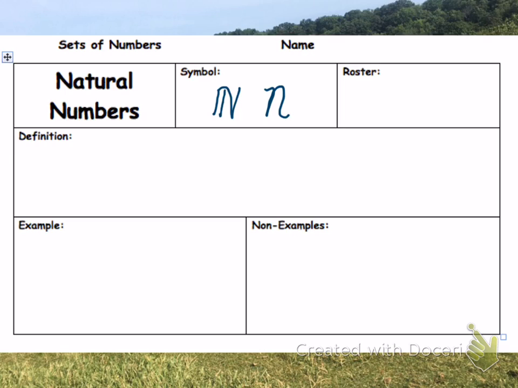And the roster, that's the listing, we put that in set braces. And the natural numbers are your 1, 2, 3, and on. So we do dot, dot, dot to show that they continue in that direction. And with that, we realize that the natural numbers are simply your counting numbers.